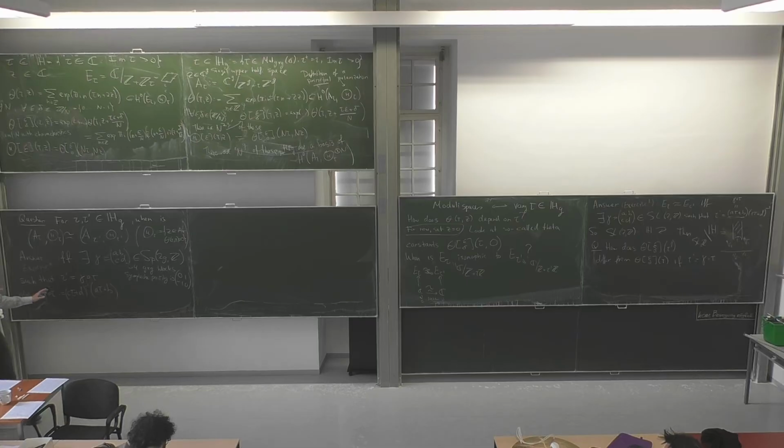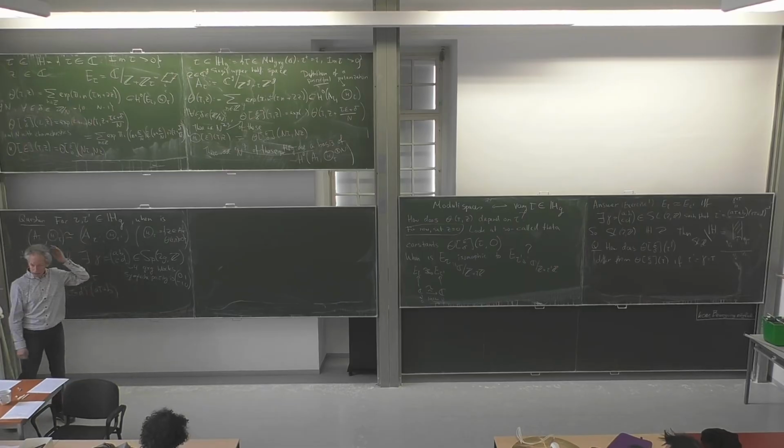I may have made mistakes here. Maybe this factor goes on the right. It may be A tau or tau A. The same here. I probably have made it inconsistently somewhere.